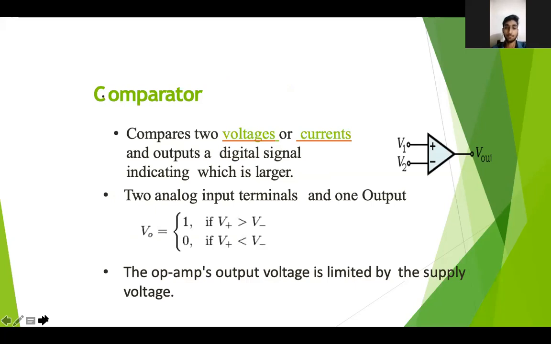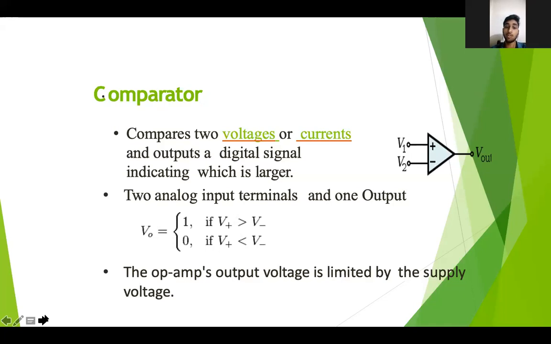So comparator. A comparator is an electronic circuit which compares two input signals and produces an output according to it. Here we take input in the form of voltage or current. Here we compare two voltages or two currents and produce an output which gives us some information about these two inputs. Here the output comes in digital form. So V out is the output of the circuit, and V naught is given by the following formula.